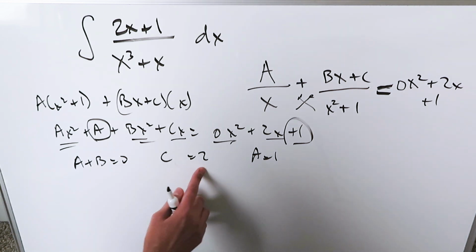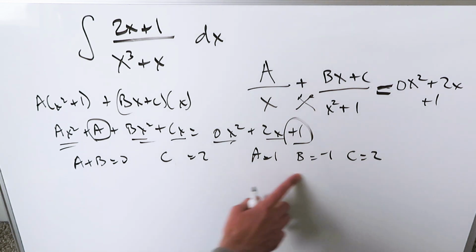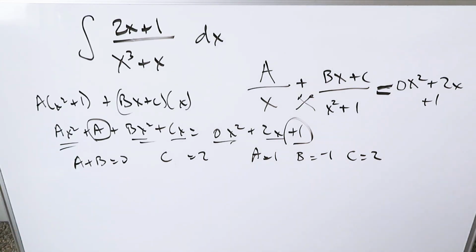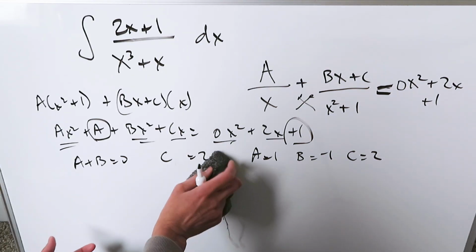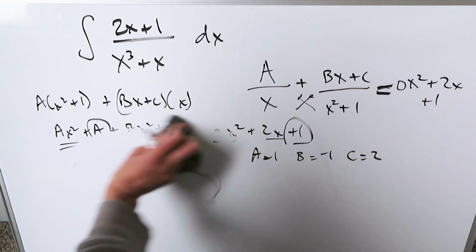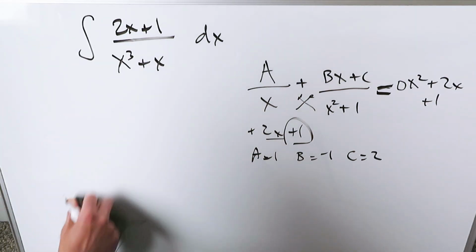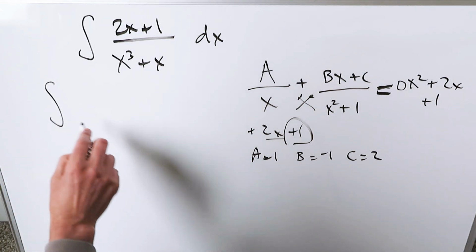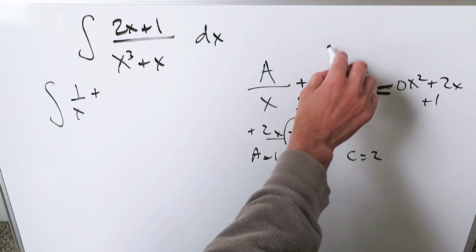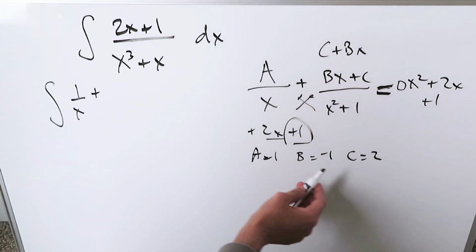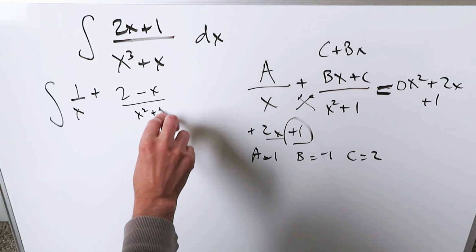I already have values here. A is equal to 1, b is equal to minus 1, c is equal to 2. How do I have b is equal to minus 1? Because 1 plus minus 1 is equal to 0. I'm going to erase this because you've seen this develop. I only need the values of a, b, and c, because that way I can rewrite my integral. Now my integral has become a, which is 1 over x, plus (c plus bx) over x squared plus 1. C plus bx is no different than bx plus c. It's going to be 2 minus x over x squared plus 1 dx.